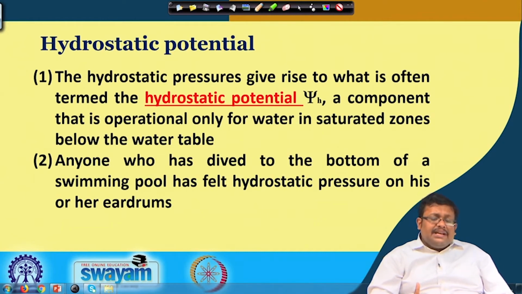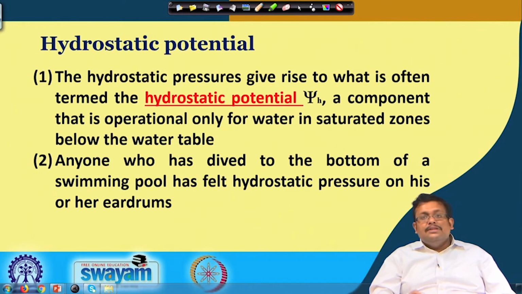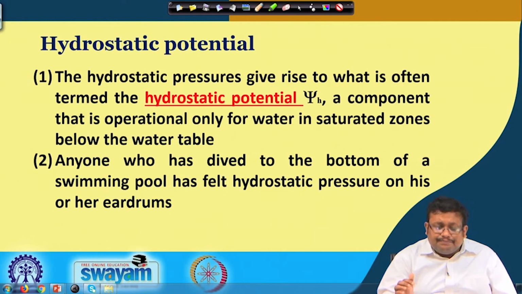The hydrostatic pressure gives rise to what is often termed hydrostatic potential, and basically we denote this by psi h. It is a component that is operational only for water in the saturated zone below the water table. Generally, when you go down into a swimming pool, you feel this hydrostatic potential in your eardrums. So, this hydrostatic potential can only be found in the saturated zone, below the water table.